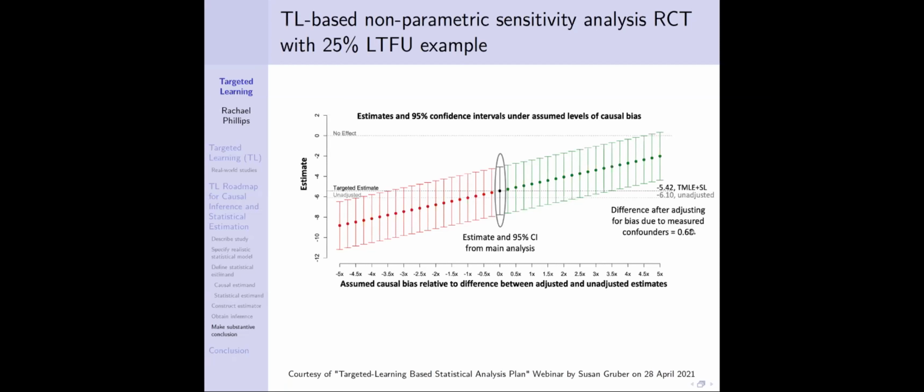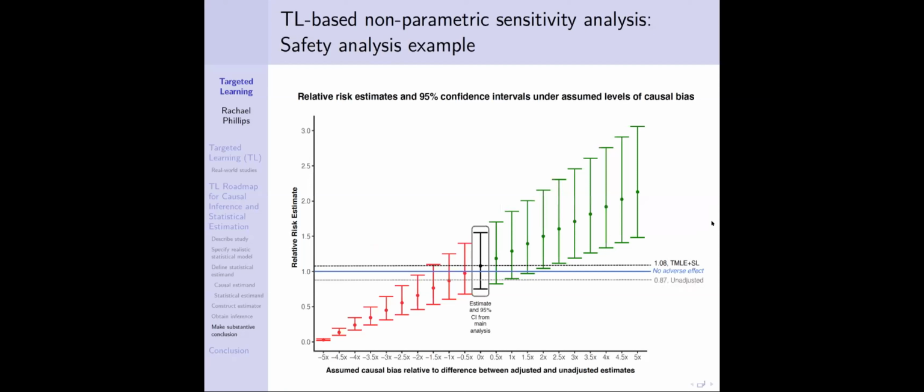We can also use subject matter knowledge, but this is actually kind of hard to think about, how much measured confounding is present and how much unmeasured confounding is present, and then quantifying some sort of degree of it. So it's nice to have some sort of rule like this in order to do a sensitivity analysis. Here is another example of a sensitivity analysis.